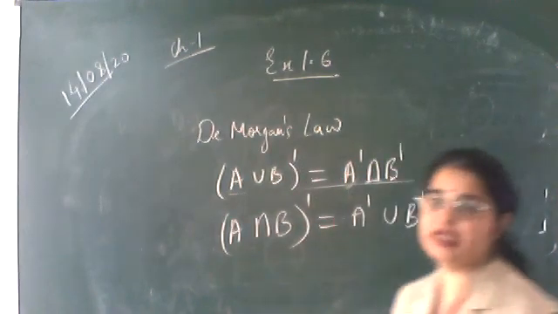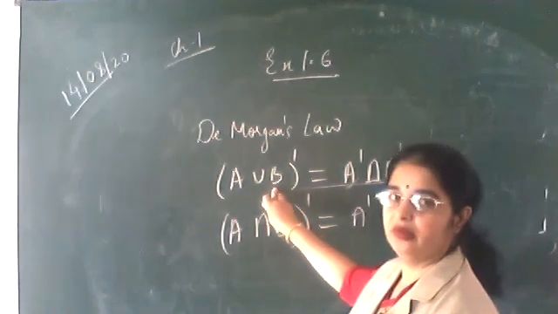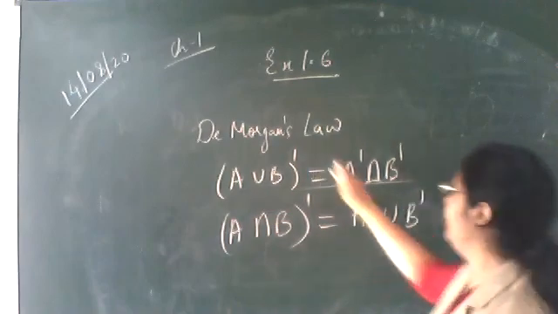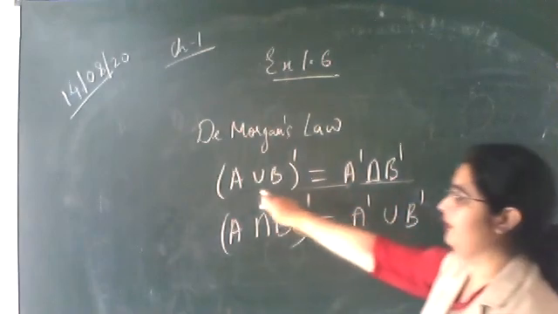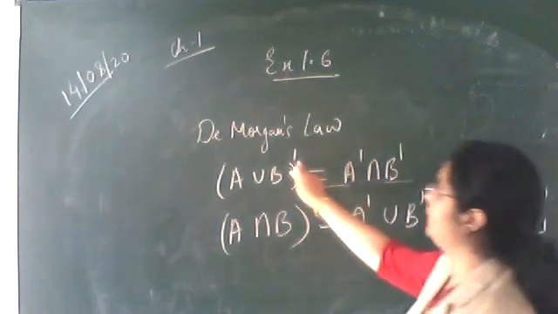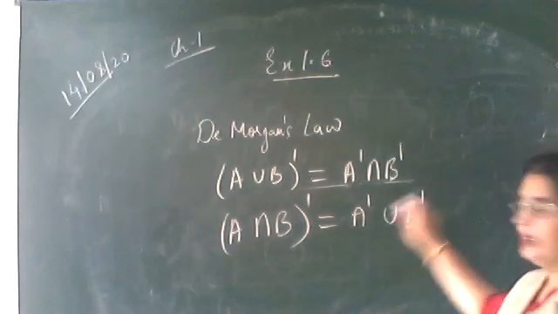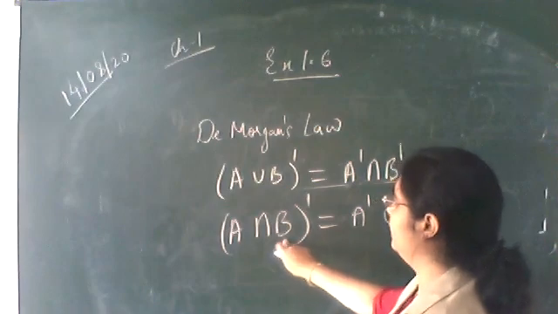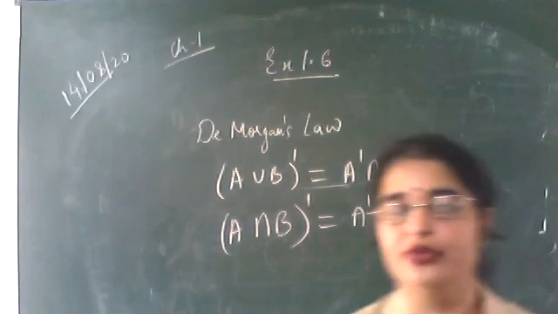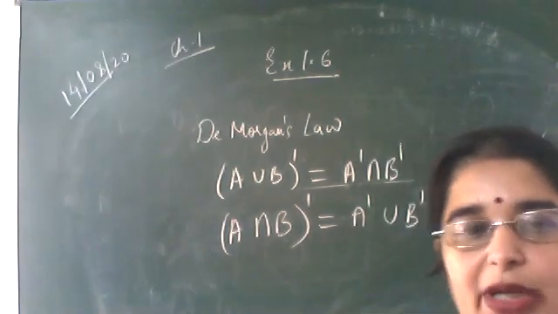Just see, it is very easy to remember these laws. When we are having union on the left side, we will have intersection on the right side, and the complement after the bracket becomes complement separately. Same way, when we are having intersection here, then union will come this side. This is just for how you should remember things. Is it clear? The ones who want to, try it by yourself.